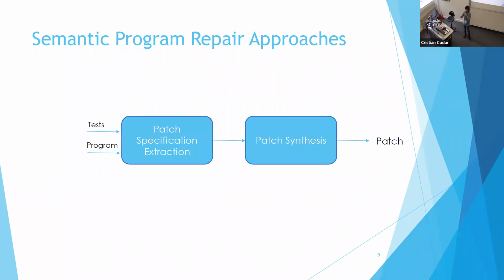In this work, since we extend semantic program repair approaches, let's briefly discuss these. Semantic program repair approaches accept tests and a program to extract the patch specification. And this is usually done with concolic execution. And a patch is synthesized using this patch specification.